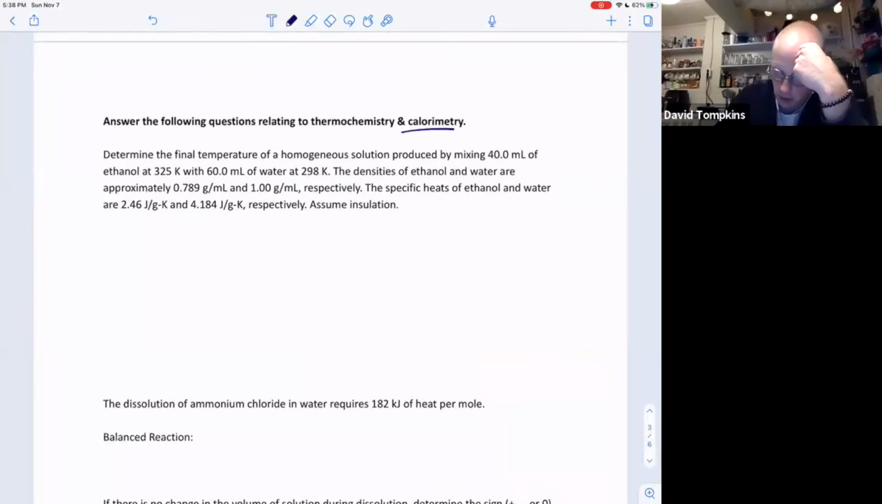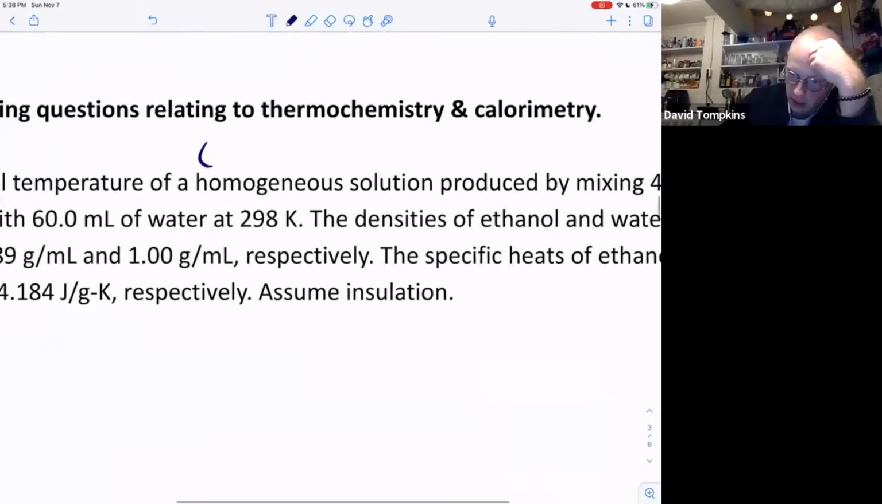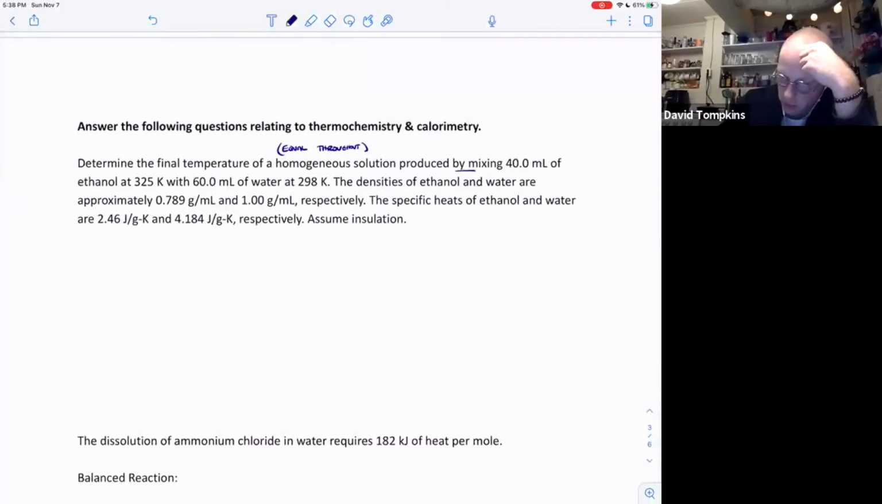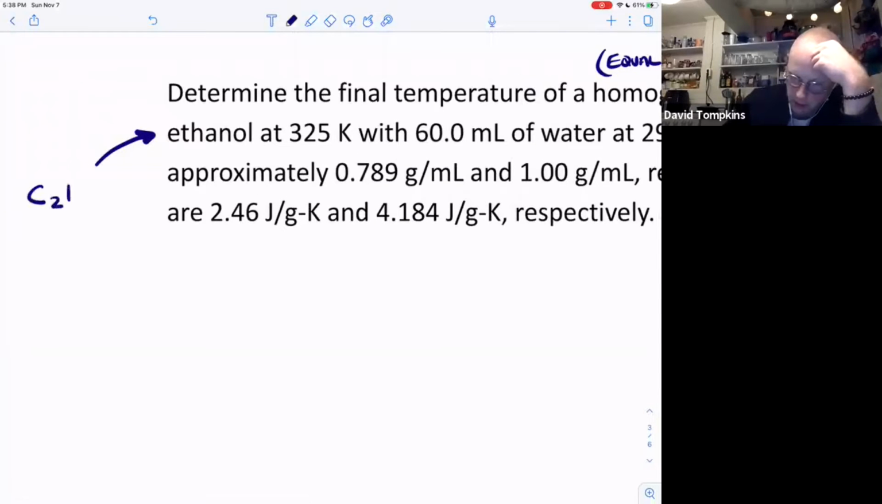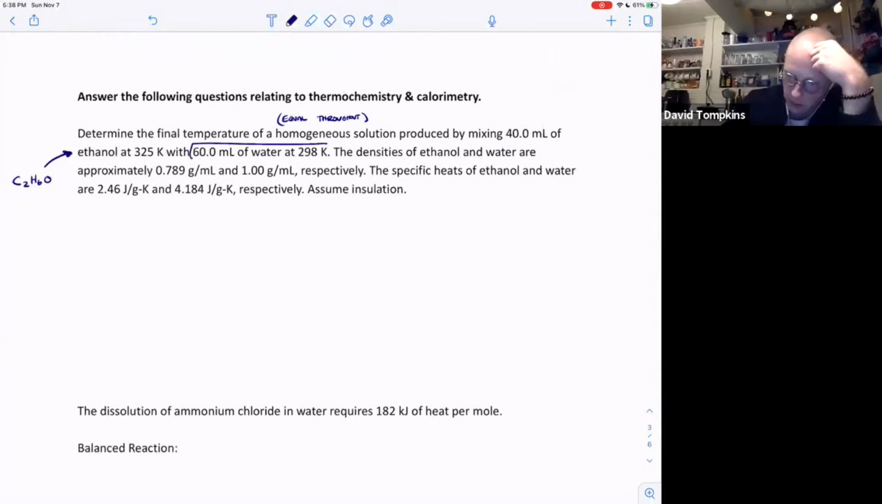This is a calorimetry problem where we're dealing with temperature change. We want to find the final temperature of a homogeneous, that means equal throughout, so it's a mixture, solution that's produced by mixing 40 mL of ethanol. So ethanol, you don't have to know the molecular formula for this problem, but it is C2H6O. And you're mixing it with a larger volume of water.